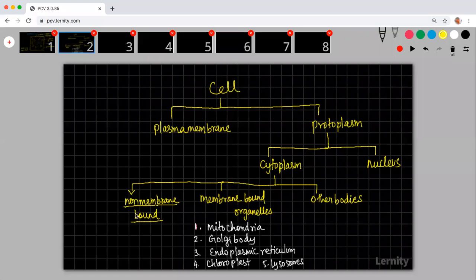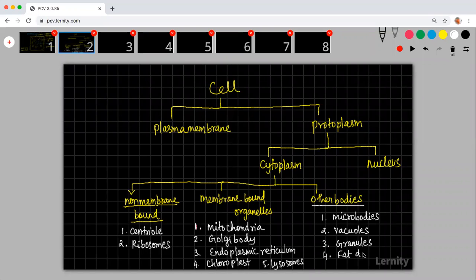Okay. They are the centrioles, and the second one is ribosomes. There are the other bodies. You have microbodies, vacuoles, granules, and the fourth one is fat droplets. Okay, so if you are having plant cell, along with this thing, you will also have something called a cell wall.